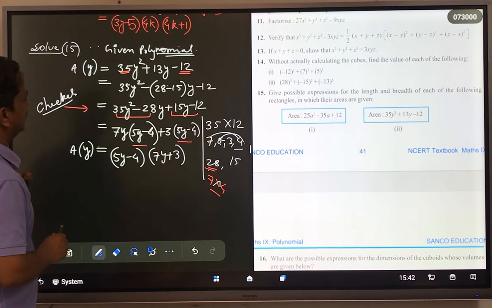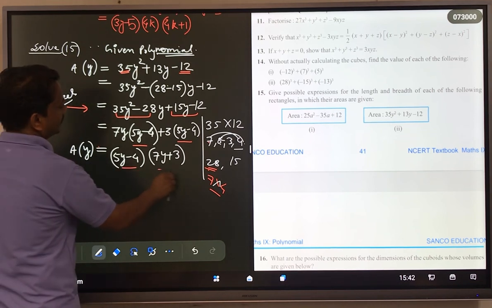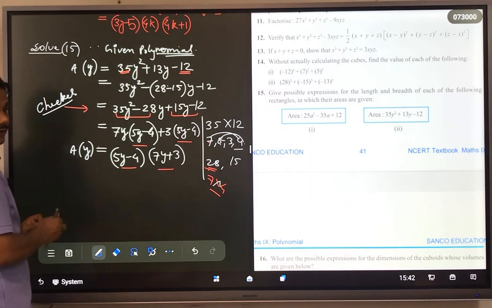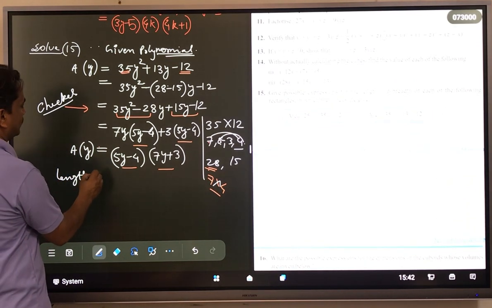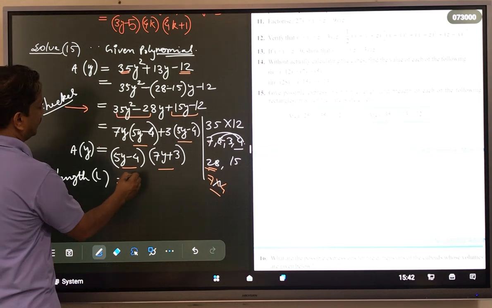That is it. So we brought here the product of the two factors. So here we can say what the length is. Ultimately you have to write what the length is. Length is 5 of y.